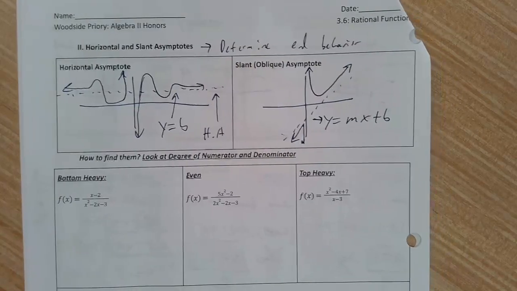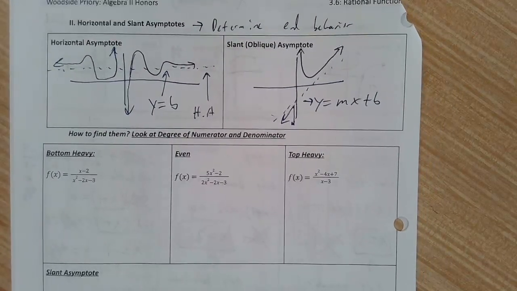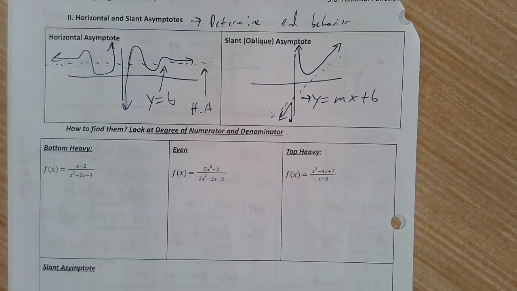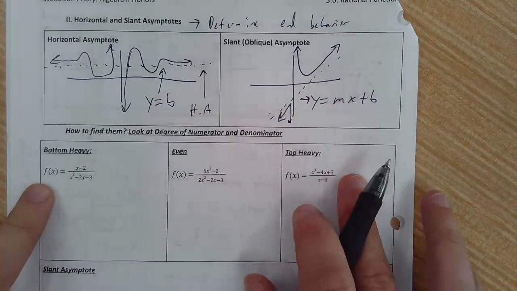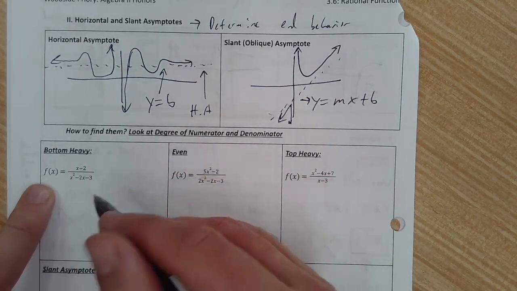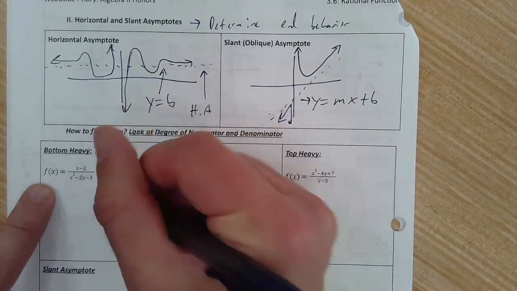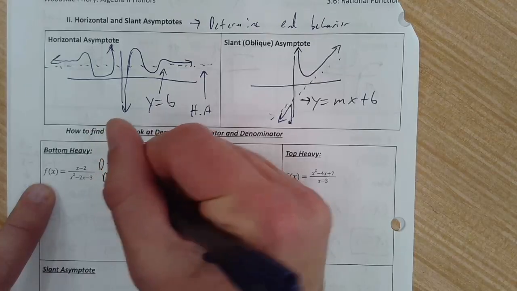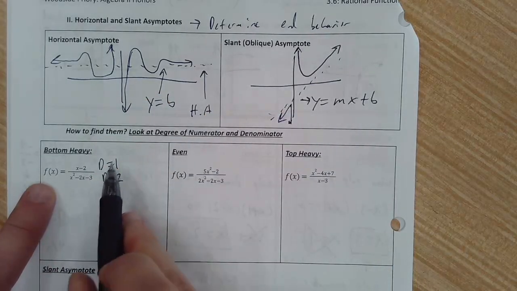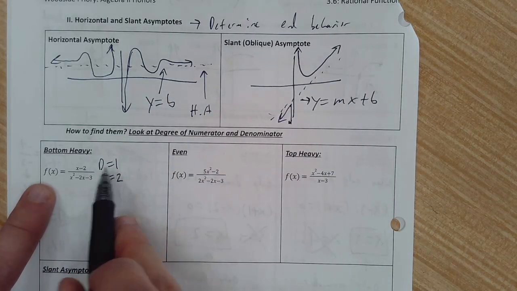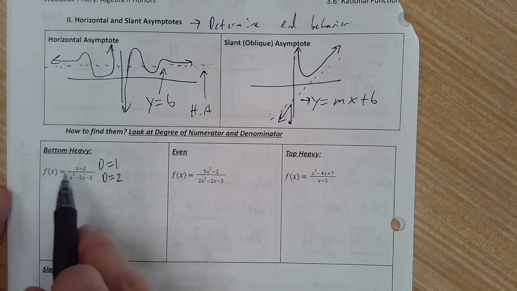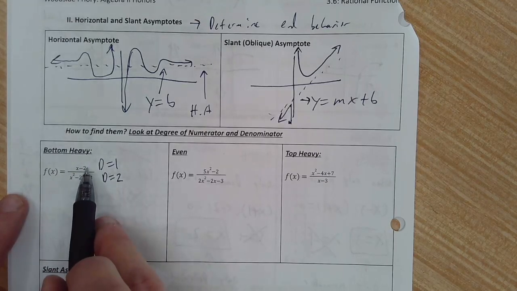So how do we find these? This is the end behavior. How do you find the end behavior? We look at the degree of the numerator and denominator to find the end behavior, because that will tell us what's going on. There's three situations. We have bottom heavy, even, and top heavy. In bottom heavy, we're going to look at the degree of the numerator and denominator here. The degree of the numerator here is 1. The degree of the denominator is 2. When the degree of the denominator is greater than the degree of the numerator, we call that bottom heavy.